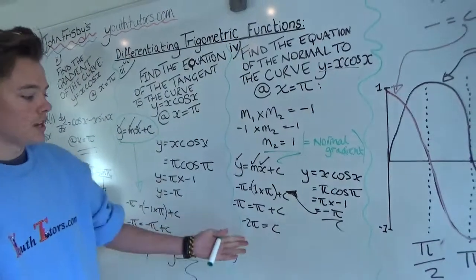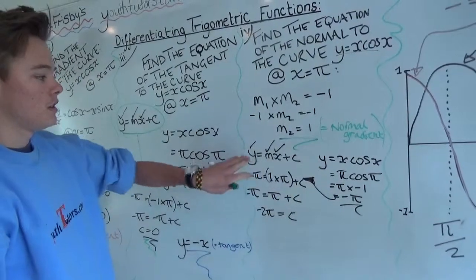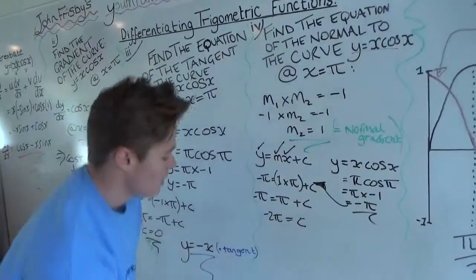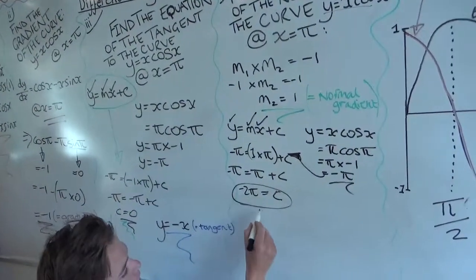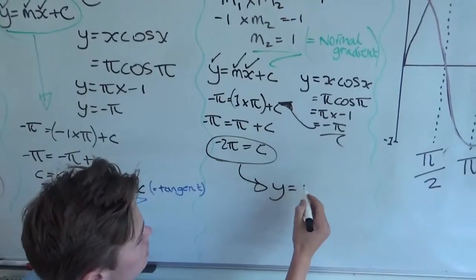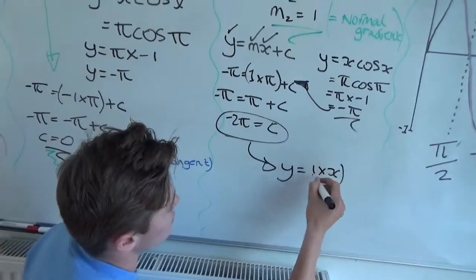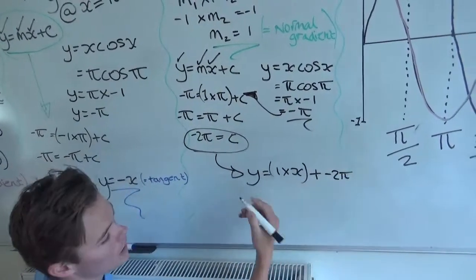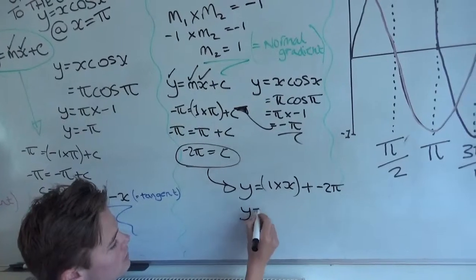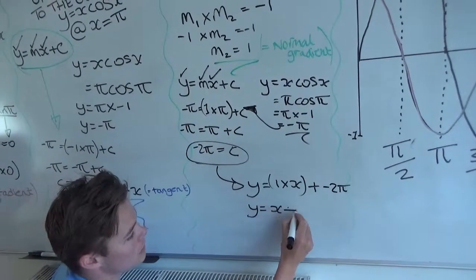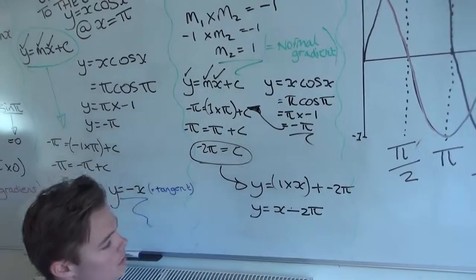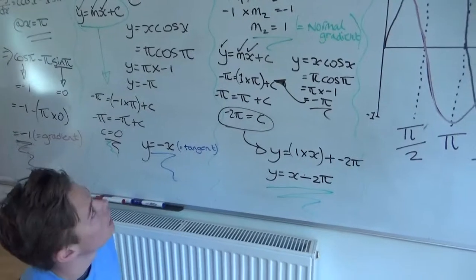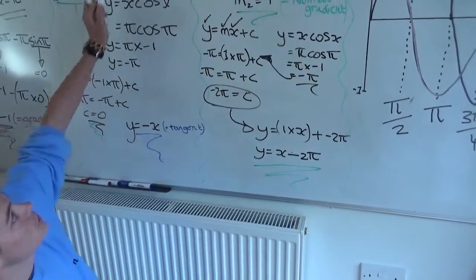So now we've worked out what the c is, we can input it back into the y equals mx plus c equation for working out the normal. So if we come down here with this that we now know, y is equal to 1 times x in brackets plus minus 2 pi. And then obviously you just simplify it slightly, so y is equal to x minus 2 pi. And that there is your final answer. That is the equation of the normal, the straight line that is perpendicular to the tangent that we got down.